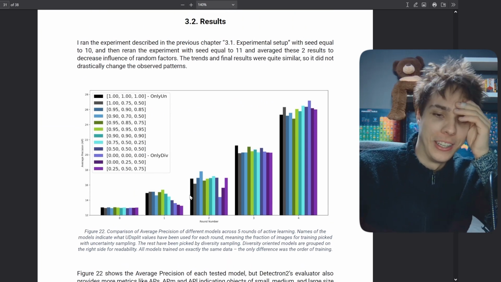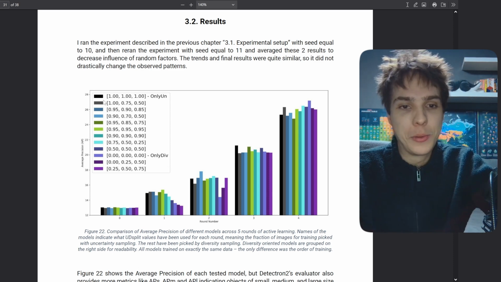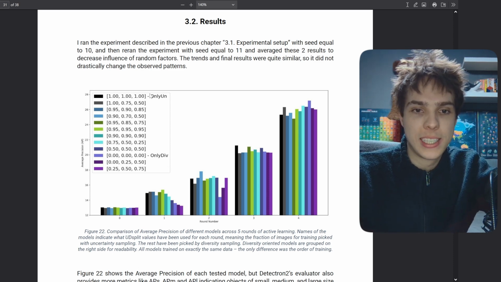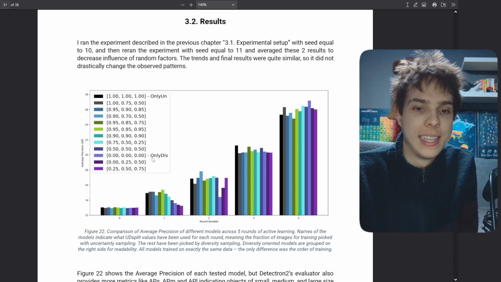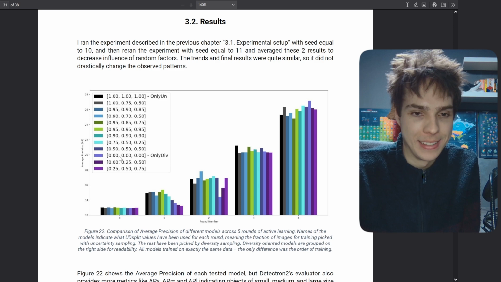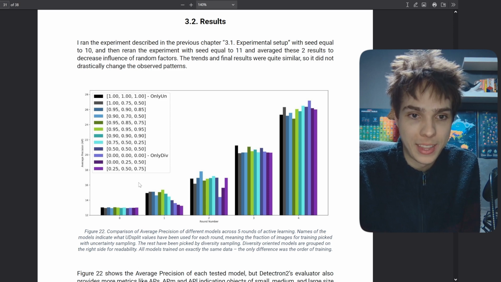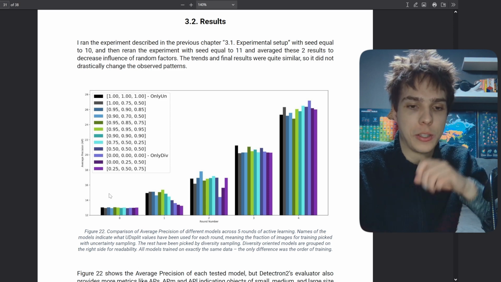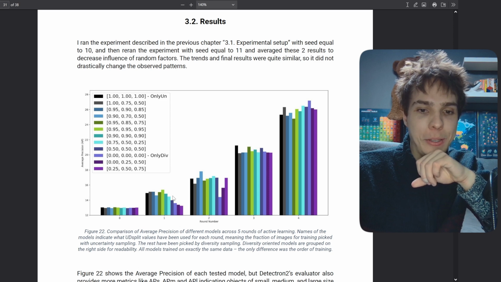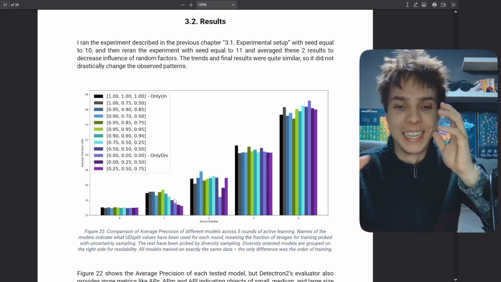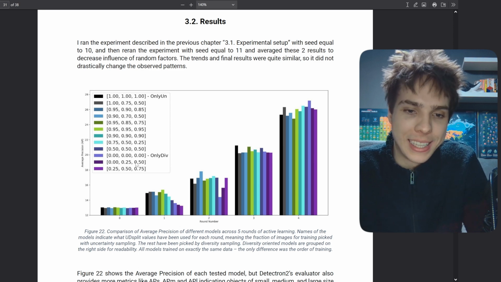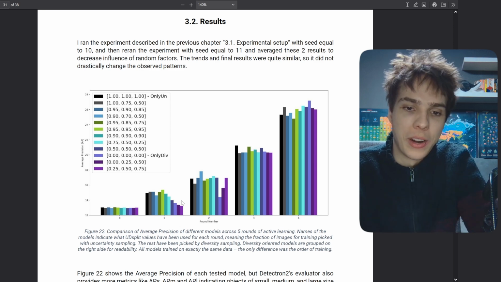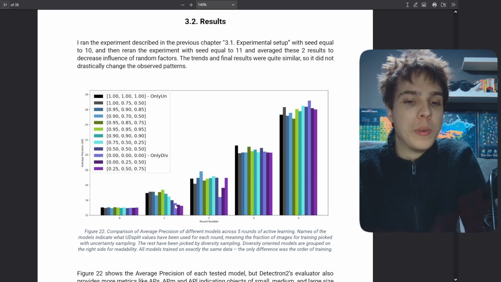Oh, I could say a lot here. Okay, first of all, look at these. These are the main coefficients. This is only uncertainty, only diversity. And I try to group them to kind of have more diversity-oriented models to the right and more uncertainty-focused ones to the left. And you can see, what can you see actually? First of all, look at the diversity-oriented models that are to the right. They seem to fall behind.